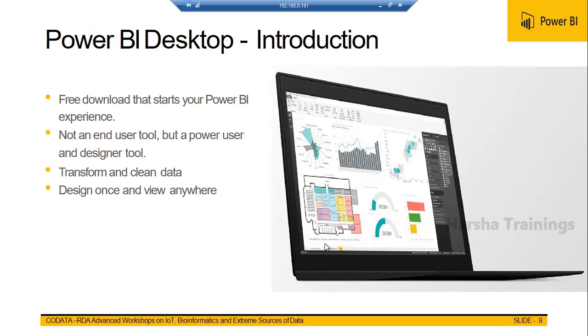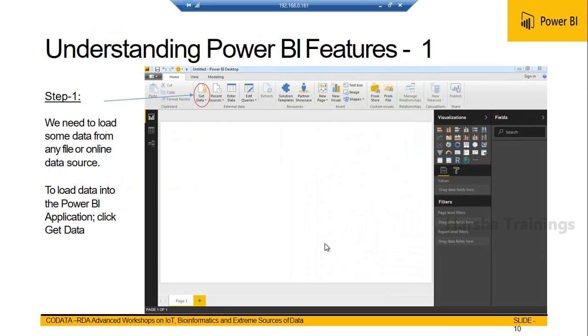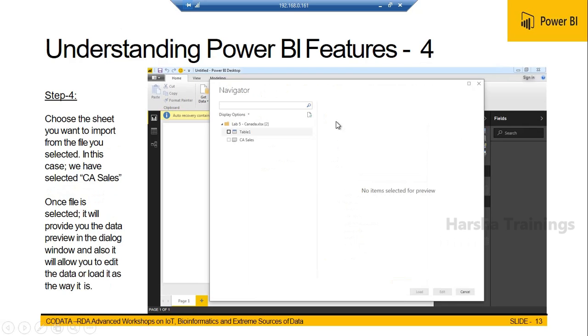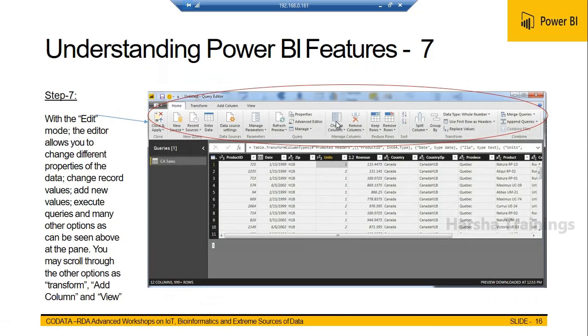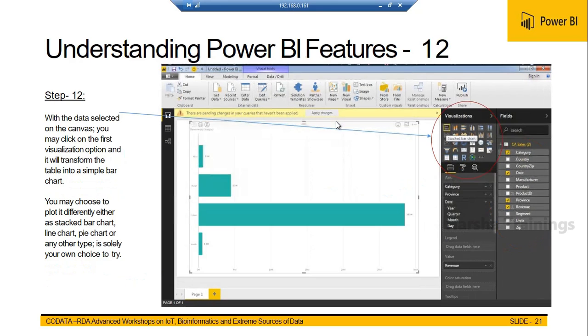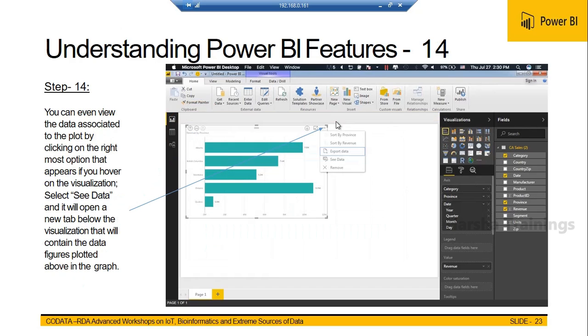Power BI desktop is a free tool you can download from the web, and you can create your reports on your local machines. Understanding of Power BI features: you can press Get Data, then select the data source. There are a lot of different data sources, right? You can see SQL Server database, Oracle database, IBM, a lot of data sources available. You can connect from Power BI and import the data. Once you import the data, you can start creating your dashboards and visuals.